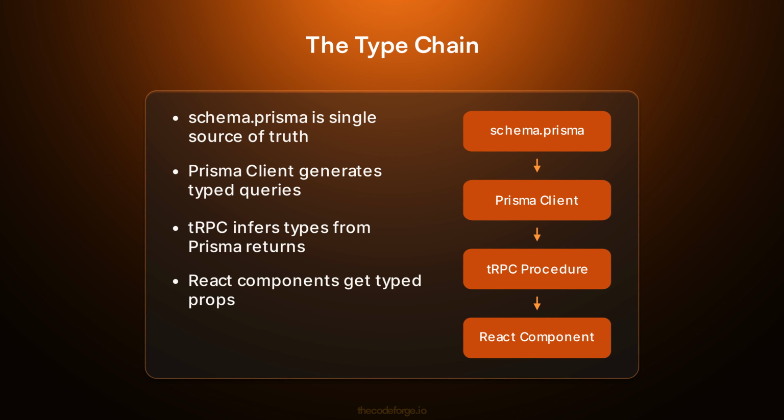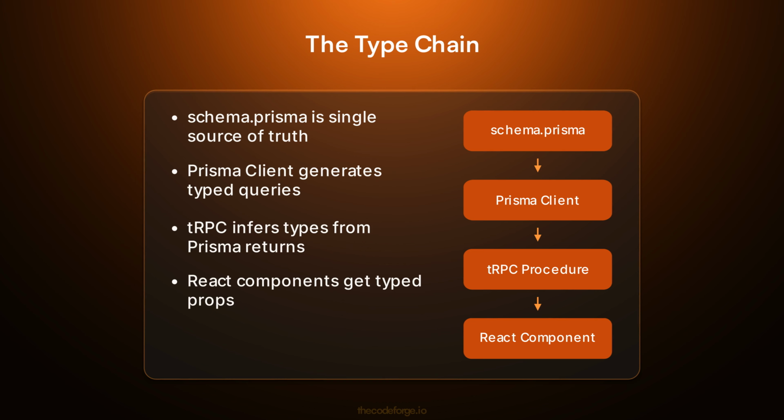Prisma generates a TypeScript client where every query is typed. tRPC infers its return types from the Prisma query output. On the client, React components get typed props from tRPC hooks. One change at the top propagates to the bottom.